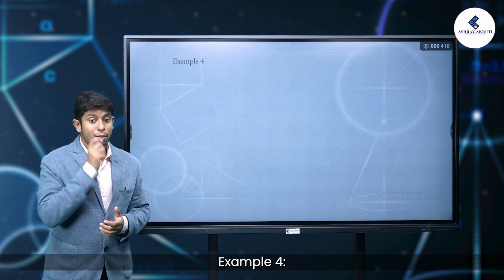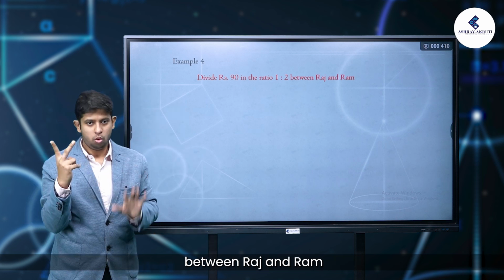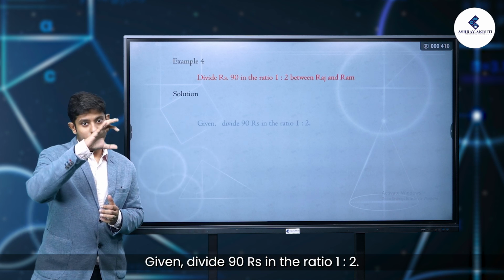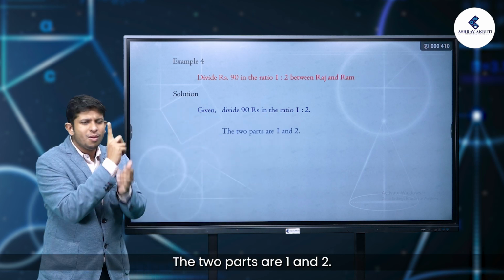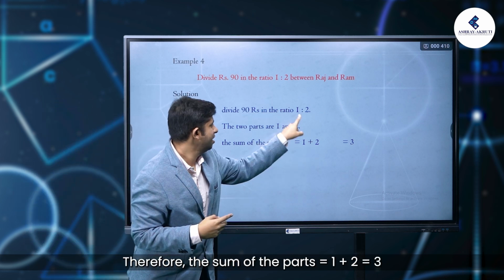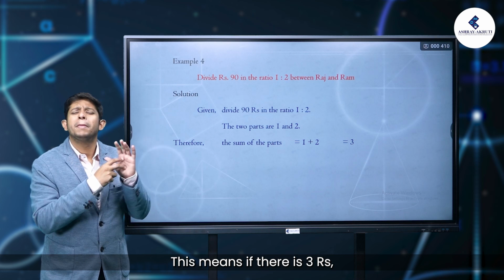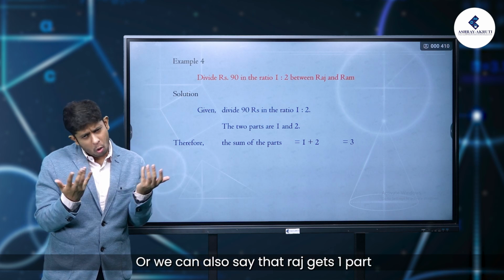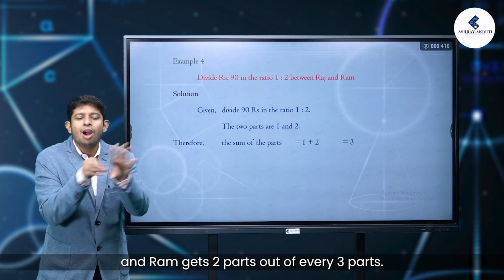Example 4. Divide rupees 90 in the ratio 1:2 between Raj and Ram. Solution. Given, divide 90 rupees in the ratio 1:2. The two parts are 1 and 2. Therefore, the sum of the parts is equal to 1 plus 2 equals 3. This means if there are 3 rupees, Raj will get 1 rupee and Ram will get 2 rupees. Or we can also say that Raj gets 1 part and Ram gets 2 parts out of every 3 parts.